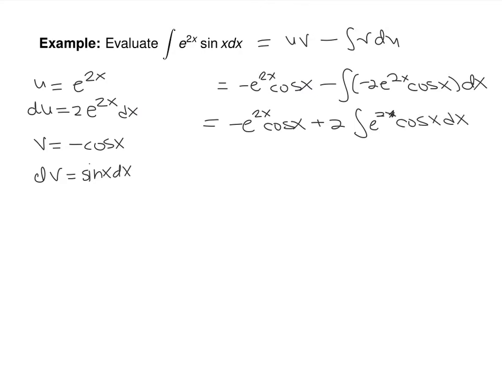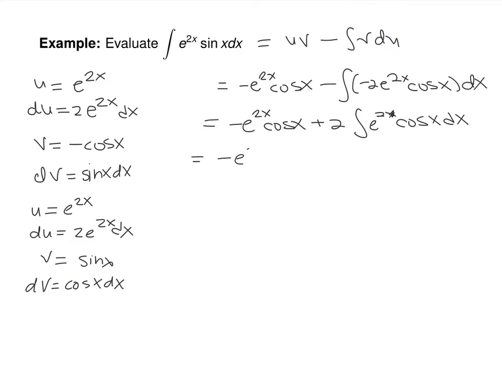Okay, and let's do it round 2 one more time. Let u equal e to the 2x. du is 2 e to the 2x. dv is cosine x. And the antiderivative of cosine is plain old sine. So the negative e to the 2x just hangs out. Plus twice. Now the second part expands into uv. So e to the 2x sine x minus the integral of v du.